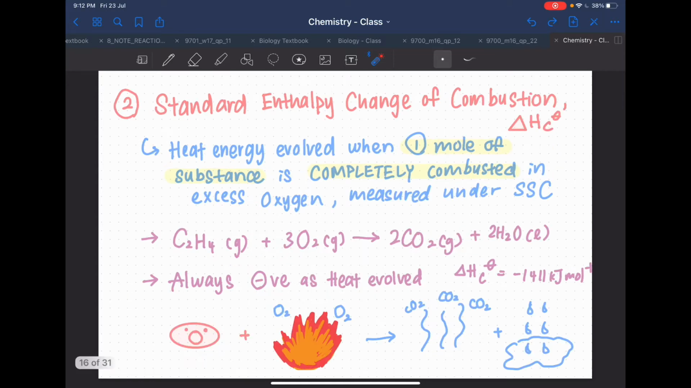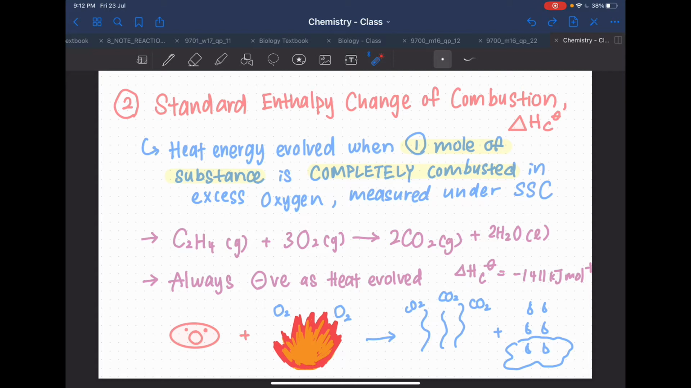Next is the standard enthalpy change of combustion. It is the heat energy evolved when 1 mole of substance is completely combusted in excess oxygen measured under standard state conditions. This means that 1 mole of something is completely combusted, which means it must be producing carbon dioxide and water in excess oxygen.